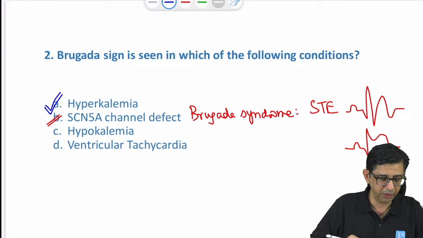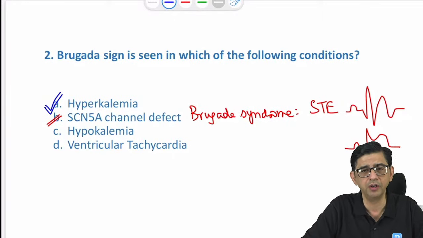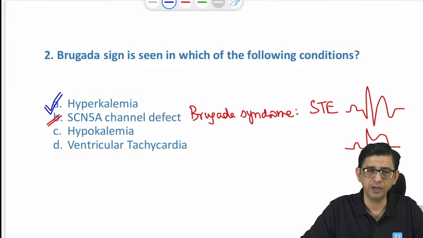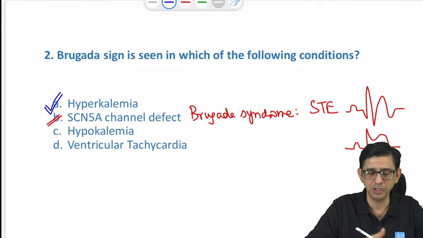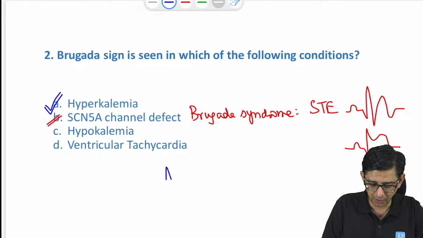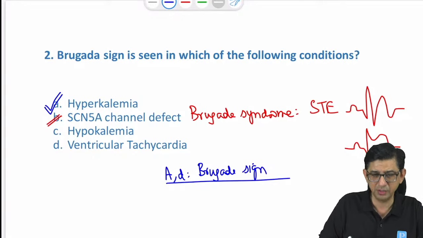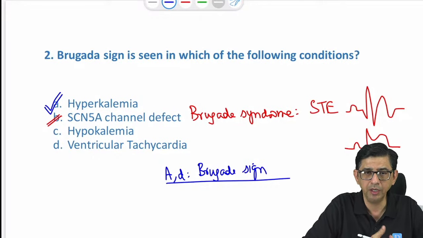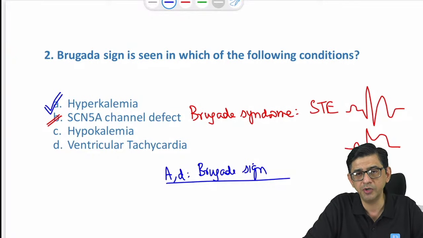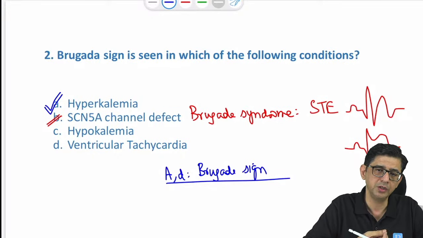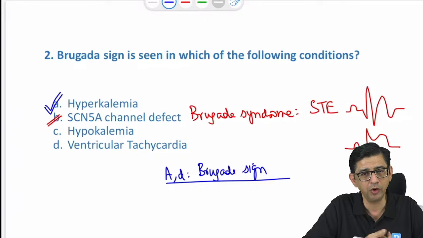There are in fact two answers in this question, hyperkalemia and ventricular tachycardia. Prevalence-wise, hyperkalemia is what you are more likely to get, and Harrison has mentioned hyperkalemia first. So that is how it is. But like in the AIIMS exam, where there are multiple correct options, both A and D should be answered for Brugada. It simply means a broad RS complex. That's because in ventricular tachycardia, we have intramyocyte conduction, and that intramyocyte conduction is slower than the Purkinje conduction. So you get a broad RS complex.